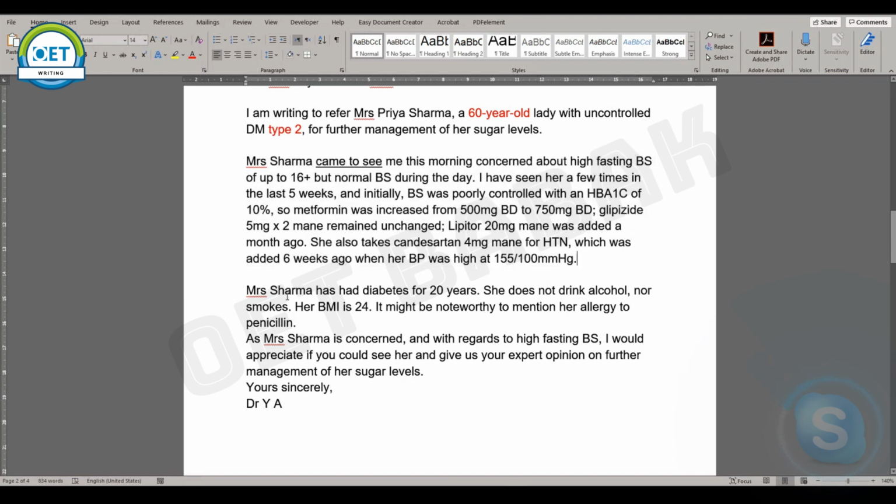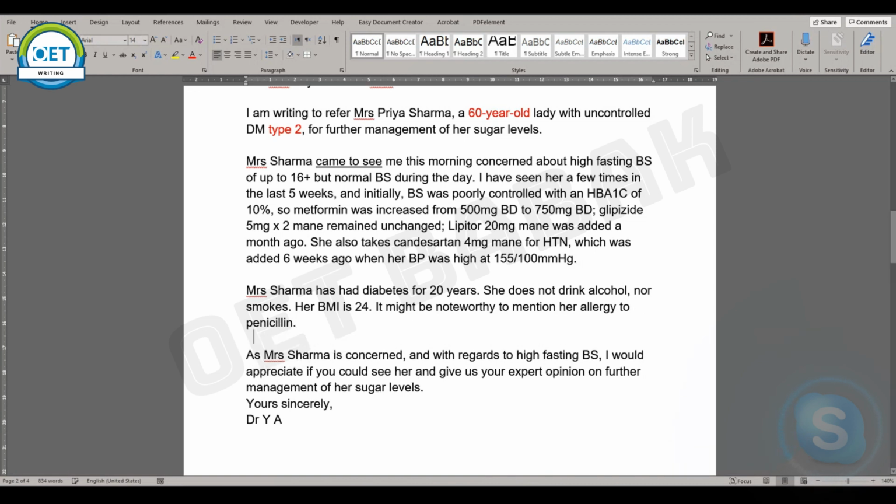"Mrs. Sharma has had diabetes for 20 years. She doesn't drink alcohol nor smokes. Her BMI is 24. It might be noteworthy to mention an allergy to penicillin." Well, this is wordy. We don't need that. We just say she's allergic to penicillin.